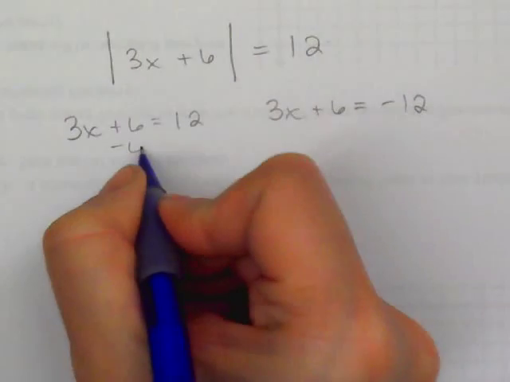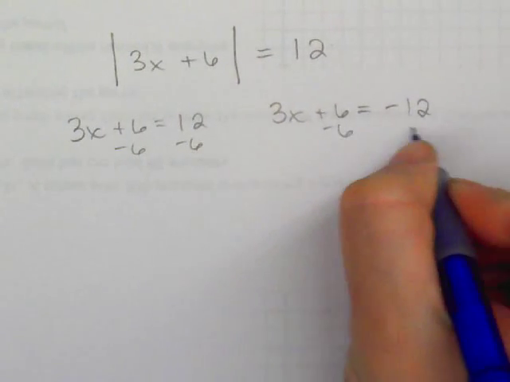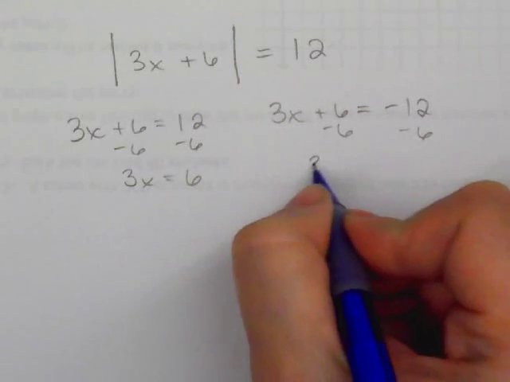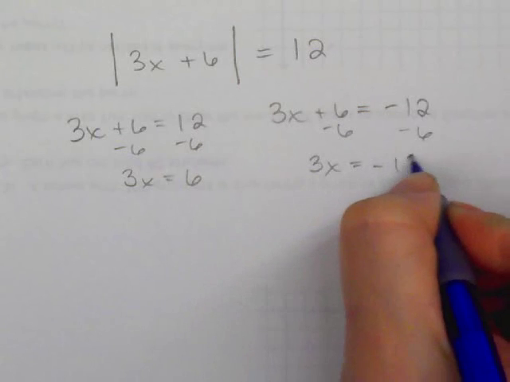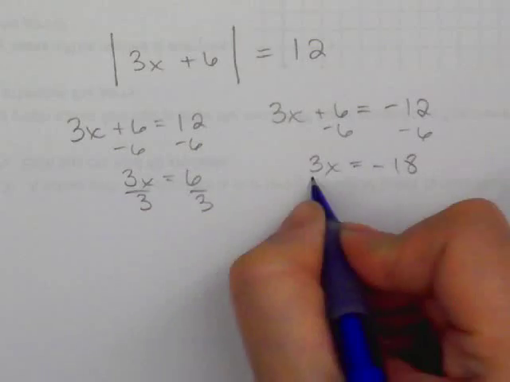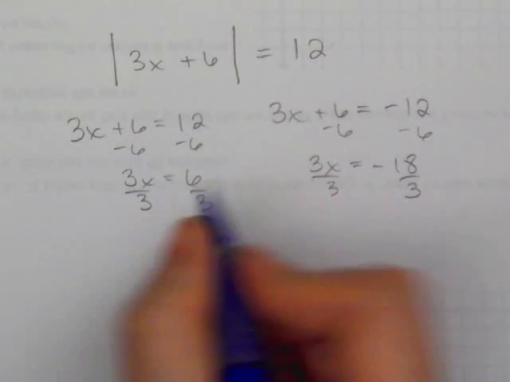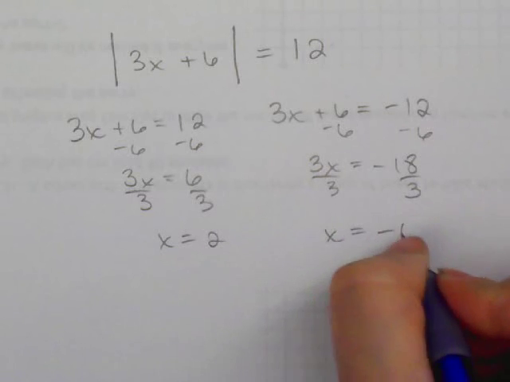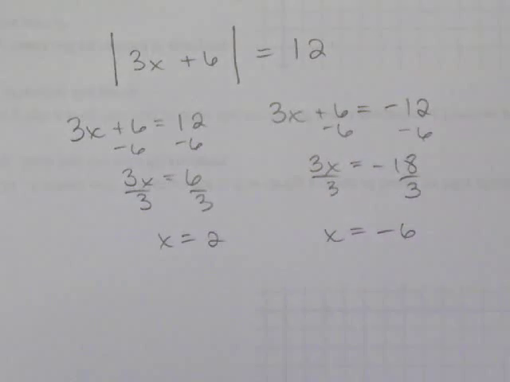So then I solve both separately. So 3x equals 6, 3x equals negative 18. So x equals 2, and x equals negative 6. So those are my two possibilities for x that will work in that absolute value problem.